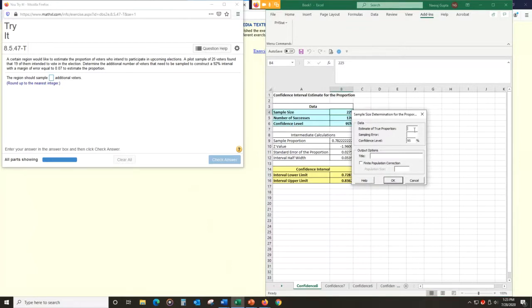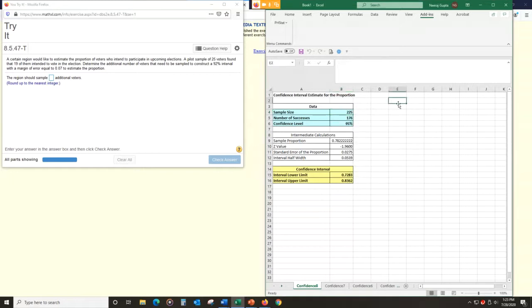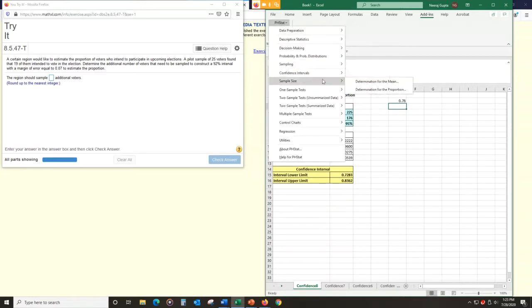You need an estimate of the true proportion. Now here you are given that you took a sample of 25 voters and out of that 19 intended to vote. So you do know the estimate of the true proportion. That will be 19 divided by 25. So we need to first find p-hat equal to 19 divided by 25. This is my estimate for the true proportion.